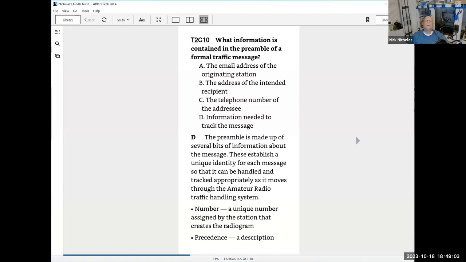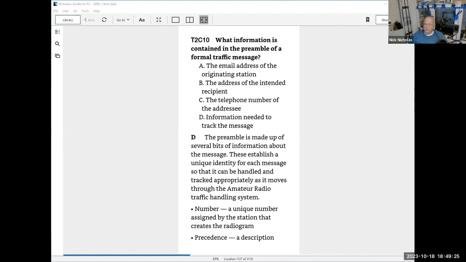What information is contained in the preamble of a formal traffic message? Well, that's a little complicated. They give you a simple answer, D. It says information needed to track the message. And that is what's in the preamble, but I think you should know all of it.